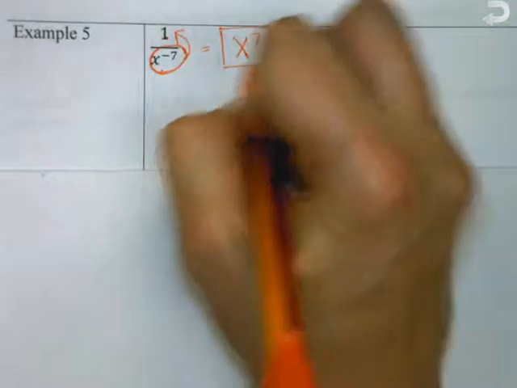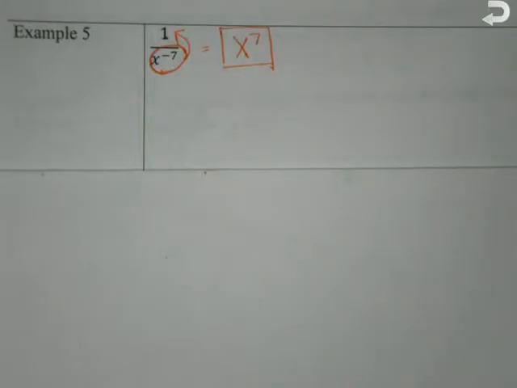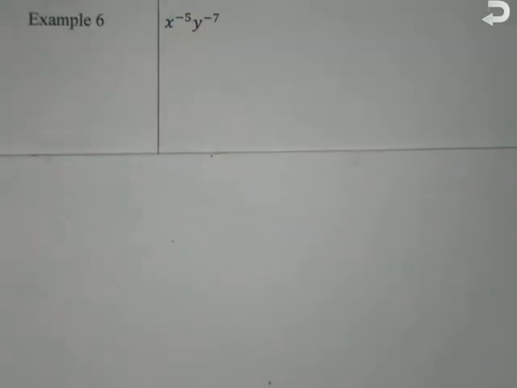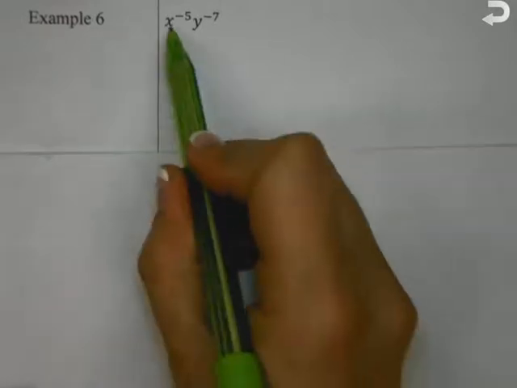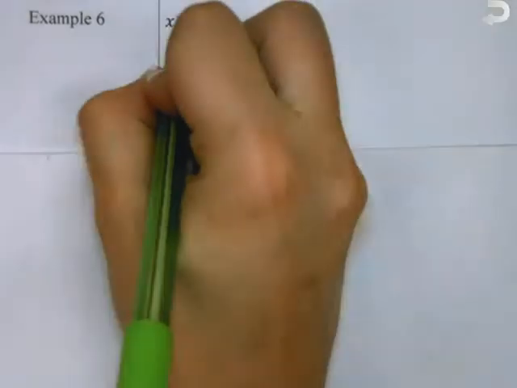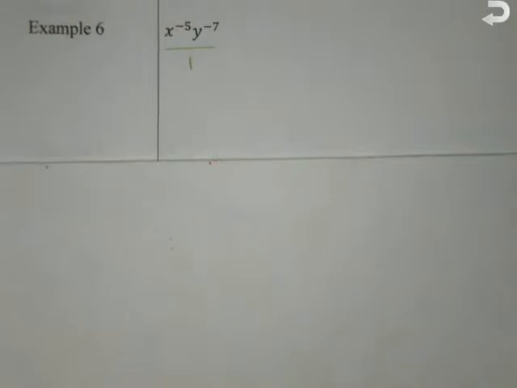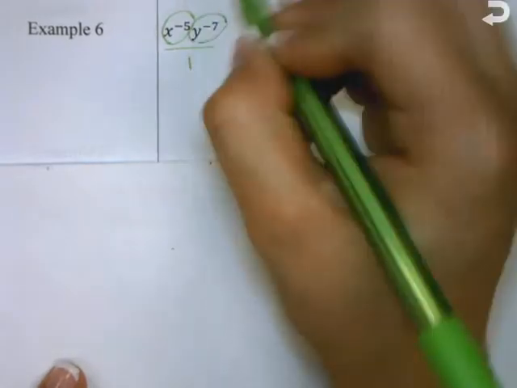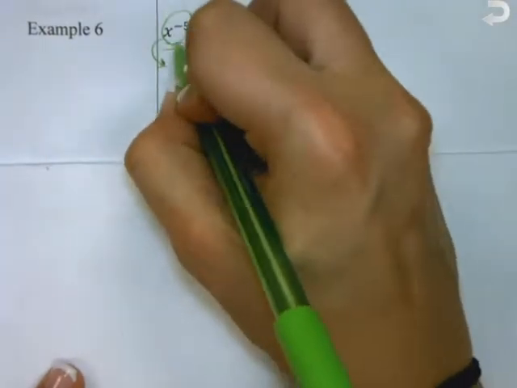Example 6. X to the negative 5th, y to the negative 7th. Put it over 1 first because there's no fraction there yet. I see some negative exponents. Where do you see negative exponents? On the x and the y. So they both have to move to the denominator, right? So write the arrows out. Make sure you circle and write the arrows so that you don't get confused.